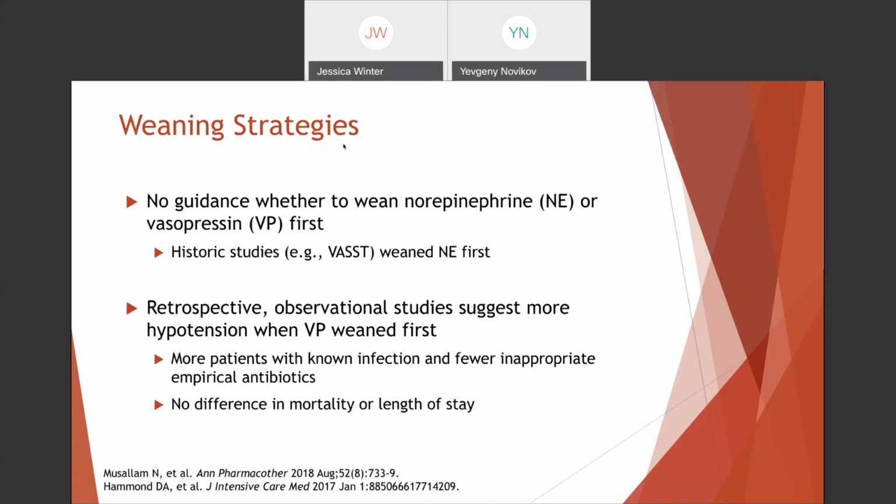So something we've been trying to do to help with cost expenses, since the mortality data isn't there, is not to take away vasopressin in our patients, but in patients that seem to be rapidly improving, to consider taking vasopressin off before norepinephrine, which might be a little bit different than what you're used to.